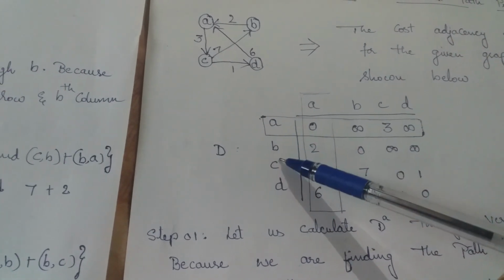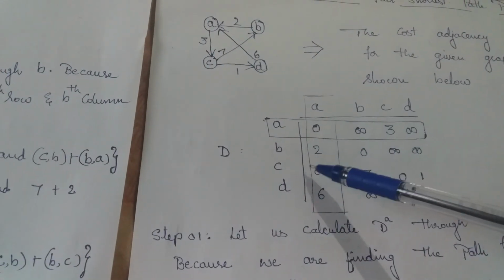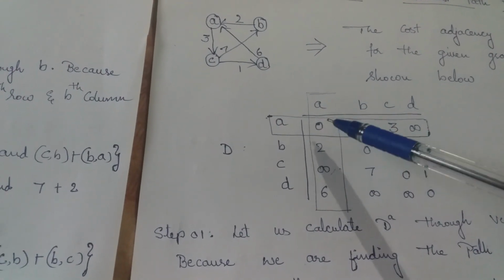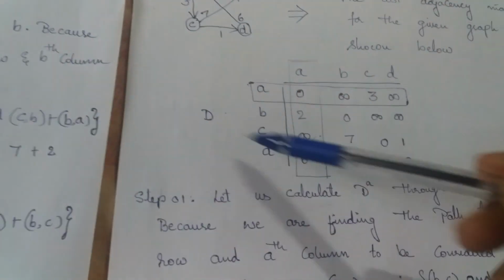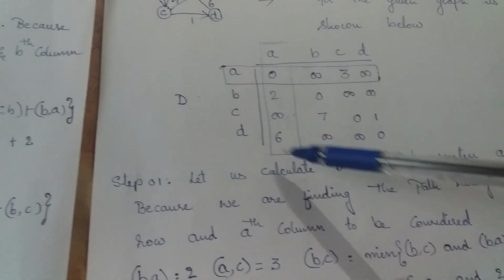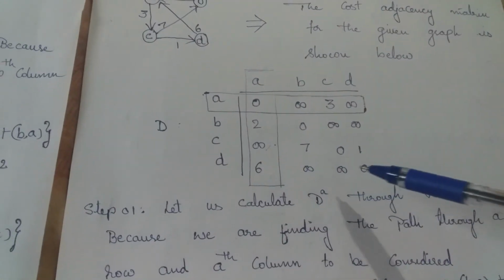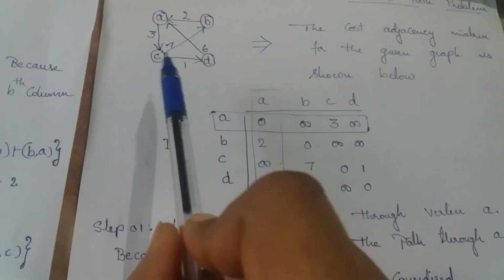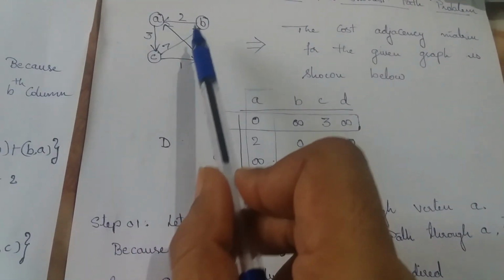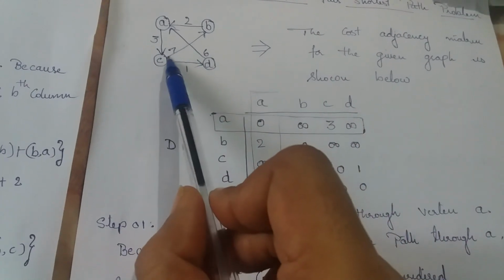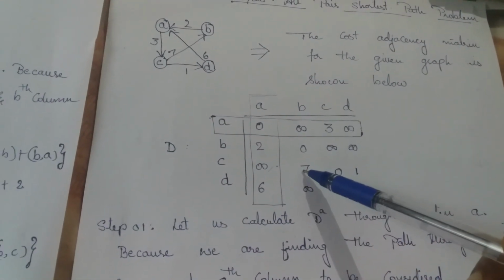Similarly, B to A the edge cost is 2, and B to B there is no edge, so all the diagonal elements I have marked as 0. Now after writing the cost adjacency matrix, I hope you have understood how to write it. Just we will write for vertex C here. C to B there is an edge with a cost of 7, so C to B I have marked as 7.